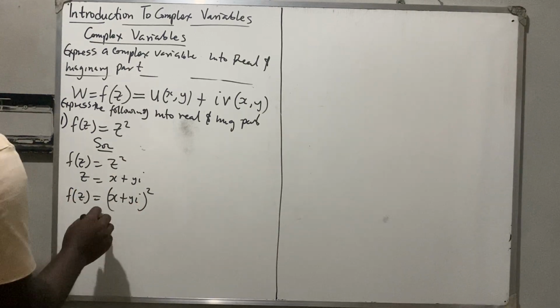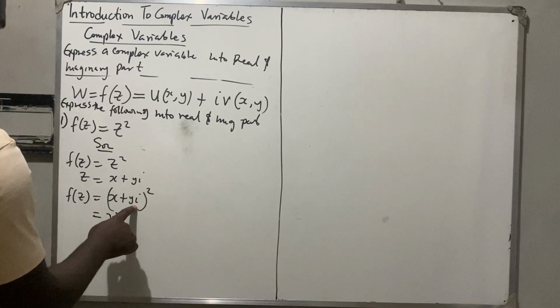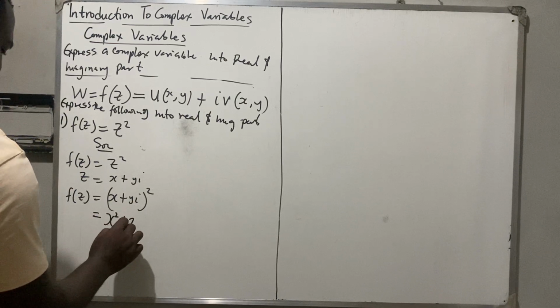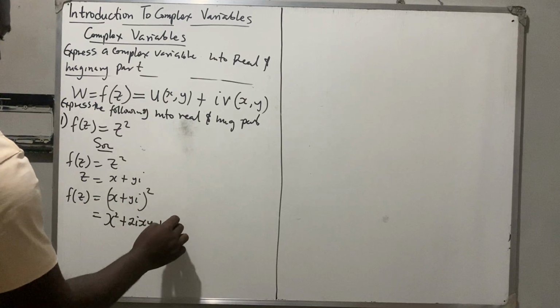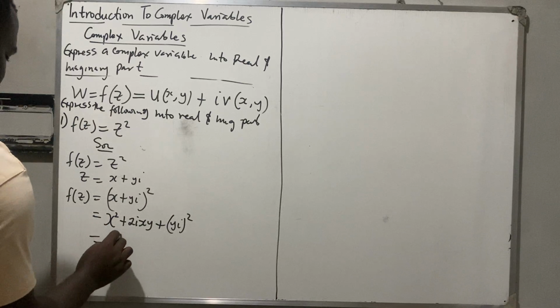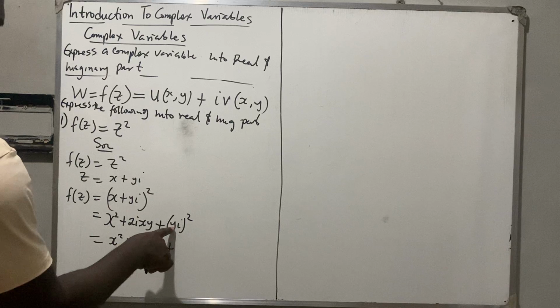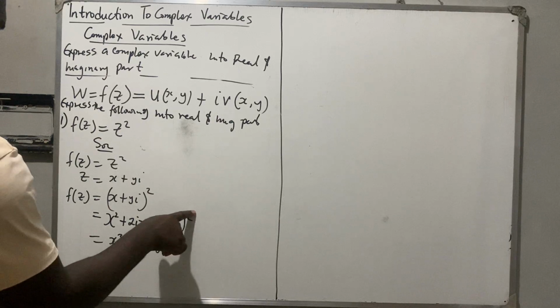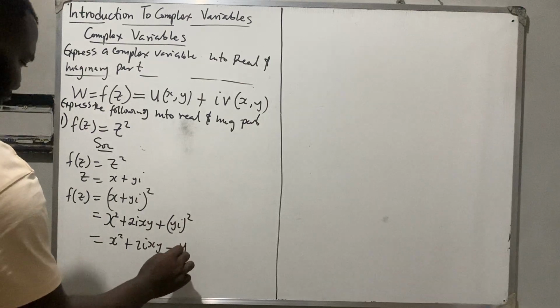So square the first one, x squared. Multiply the first one and the second one, xyi. Double it, you have what? Plus 2ixy. So square the last one, that is yi all squared. So this is going to be x squared plus 2ixy plus, remember that i squared is minus 1. So here we now turn to minus, then y squared is y squared.